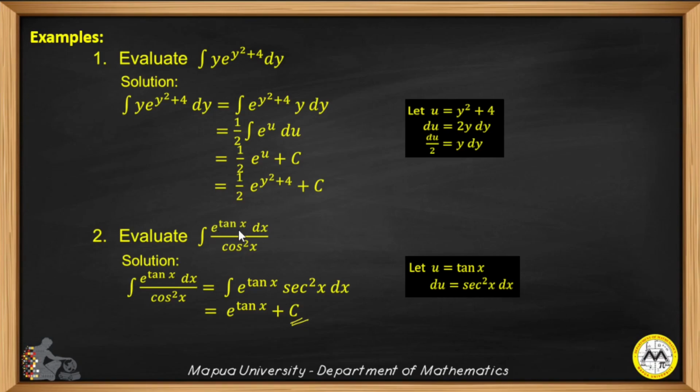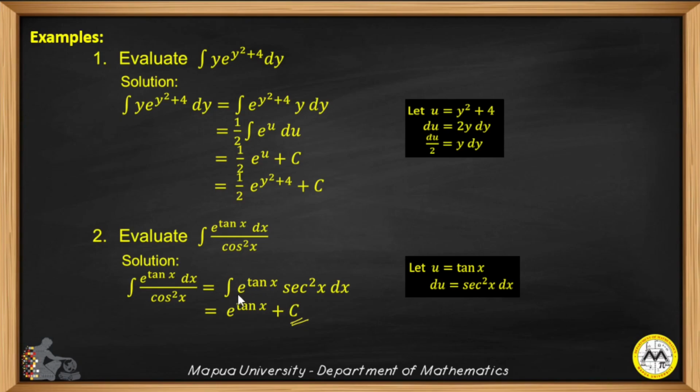So we can replace tangent x by u, but there's no secant squared x dx in the integrand. But we know that there is a relationship between secant and cosine. Recall that cosine is 1 over secant, or secant x is 1 over cosine x. So therefore, we can rewrite 1 over cosine squared x as secant squared x.